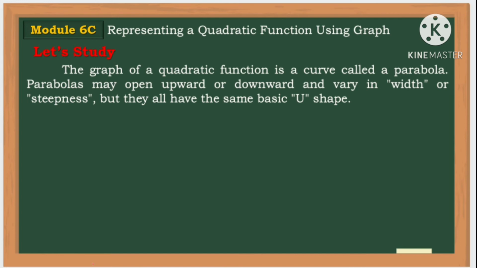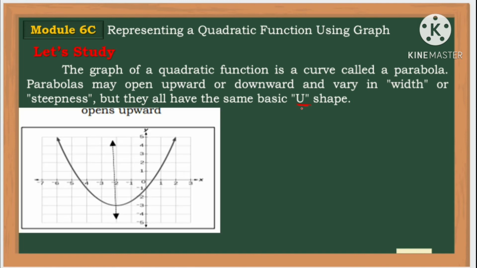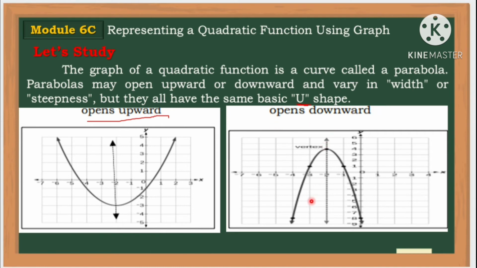So, now, let's proceed to let's study. The graph of a quadratic function is a curve called a parabola. The parabola may open upward or downward and vary in width or steepness, but all have the same basic U shape. So, para yung parabola, na-identify na lang as U shape. Okay? So, we have here, opens upward. Ito yung graph. Then, next, ang isa naman ay open downward. So, ito yung graph niya.